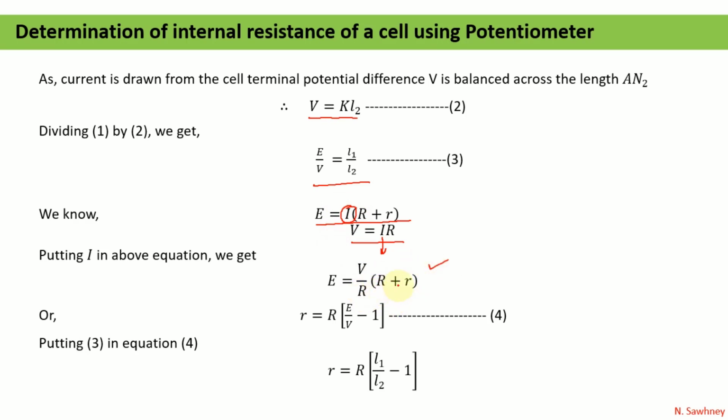Rewriting this equation in order to calculate the internal resistance of the cell, it becomes equation number 4. So this is one of the expressions for the internal resistance of the cell. Another expression can be written by putting the value of E upon V from equation number 3. That is, the internal resistance r is equal to R into (L1 upon L2 minus 1).